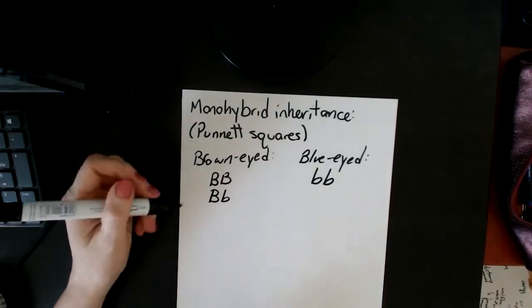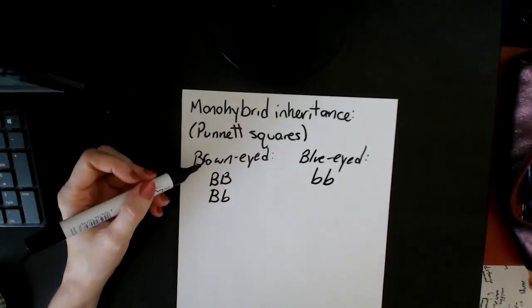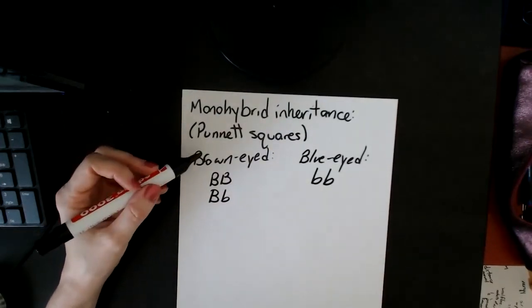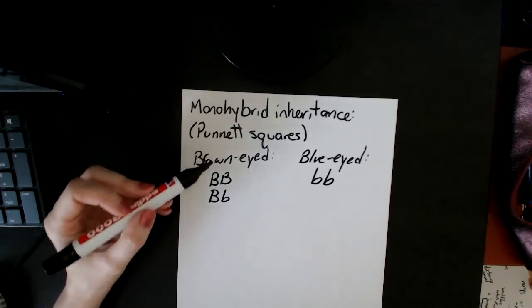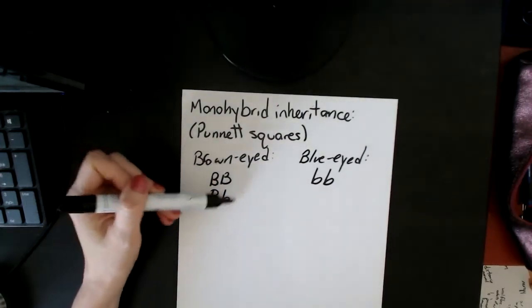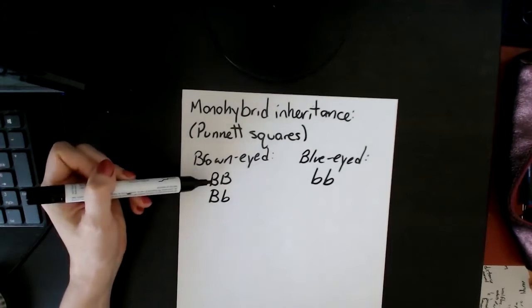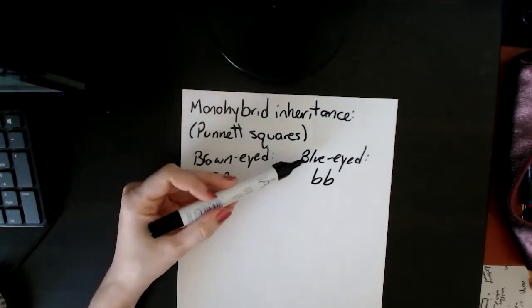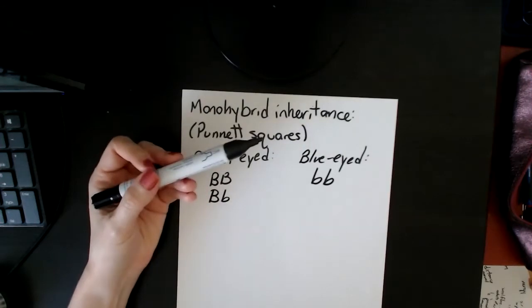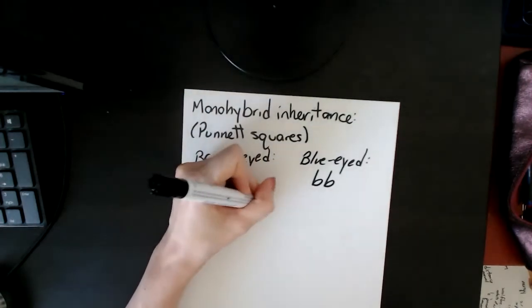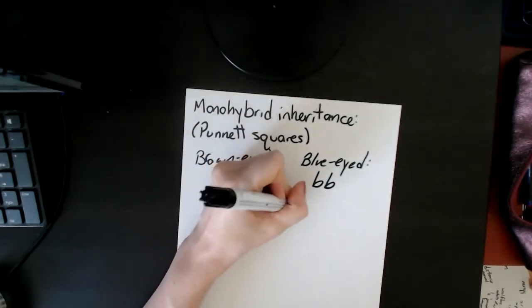So let's say, for example, let's move away from humans. Let's say these are mice. Just pretend with me here. So we have a brown-eyed mouse, and we don't know what its genotype is. We just know it has brown eyes. But we have a blue-eyed mouse that we can cross it with. This is called a test cross. We're literally going to breed these mice and see.